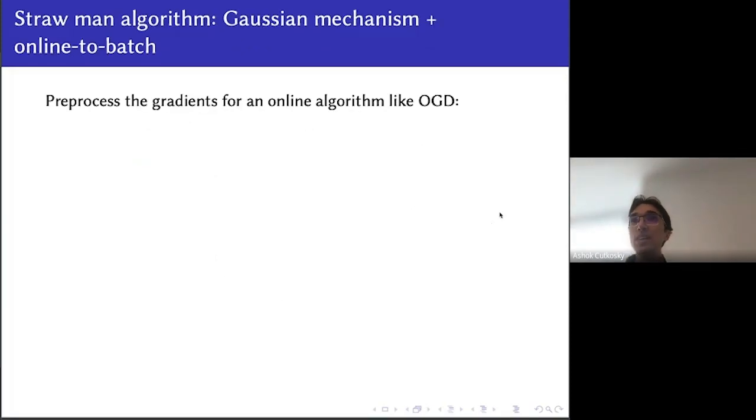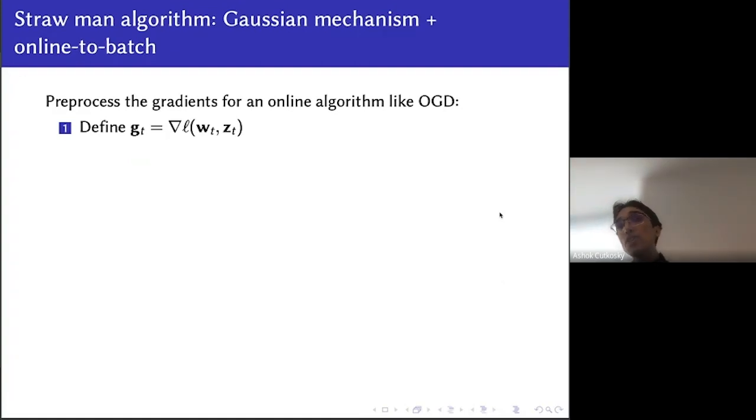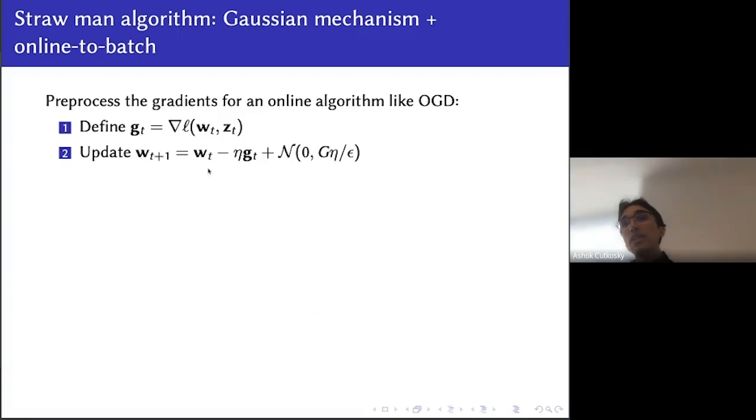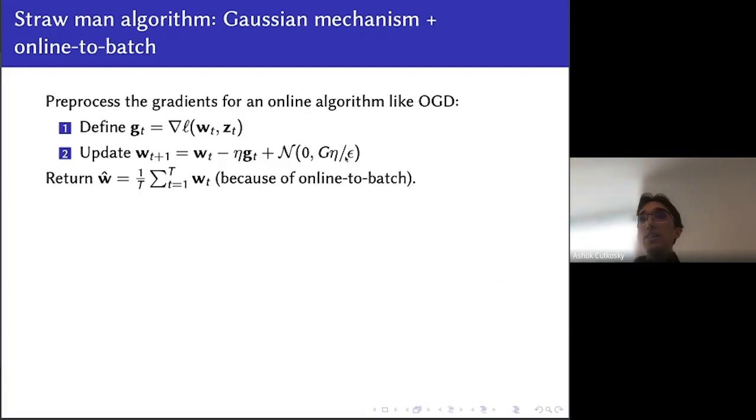Okay, so now that we know this, let's make a straw man algorithm. What if we just try to privatize this algorithm using, say, the Gaussian mechanism? So some simple thing. It's basically the same as DP-SGD. So spoiler alert, yeah, this will not work, but it's a good idea to see how we would do this. So we would start by defining the G_t the same as in the online to batch conversion, but then we would update W_t as the old W minus eta G_t, and then we add some Gaussian noise with an appropriate standard deviation. The idea here is that doing this update will privatize W_{t+1} so that the whole thing will become private. And then at the end of the day, we're going to again return the average of all the iterates.